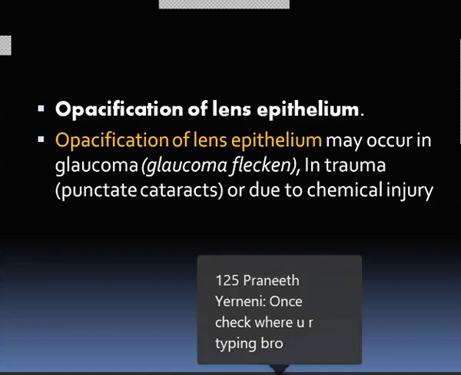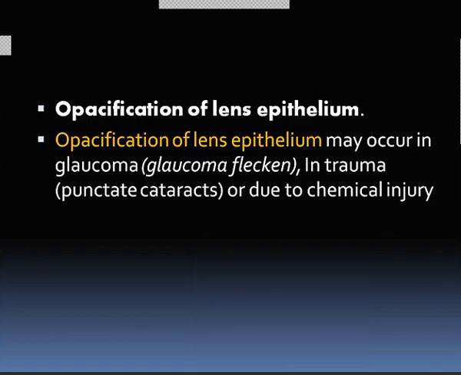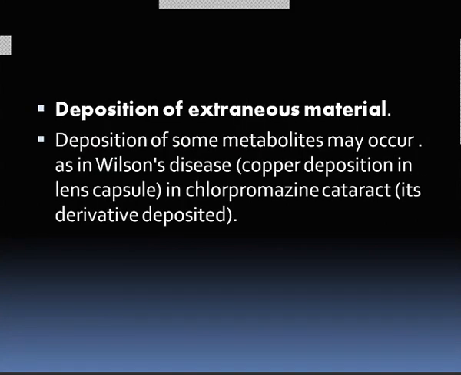In case of trauma, punctate cataracts, or chemical injury also, there is opacification of the lens epithelium. That means the epithelium is damaged in case of trauma, glaucoma and also chemical injury. And then deposition of extraneous material. Deposition of some metabolites may occur, as in Wilson's disease, that is, copper deposition on the lens capsule, or with some drugs like chlorpromazine. After metabolism, chlorpromazine gives rise to some material which is deposited on the capsule.